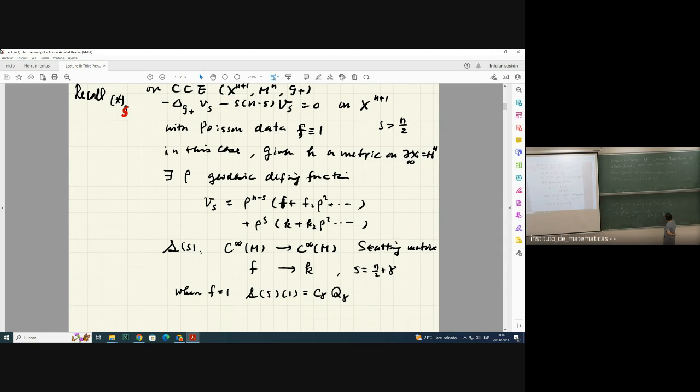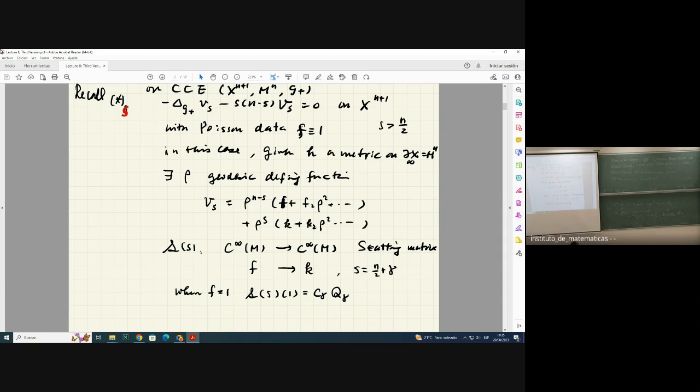And the scattering metric S at the index S equal to n over 2 plus gamma is defined to be mapping the function f to the function g restricted to the boundary. That's the scattering metric. Because of this gamma index, this is a pseudo differential operator of order 2 gamma. And so for example, if f is equal to 1, this should be my Q_2gamma, Q curvature.